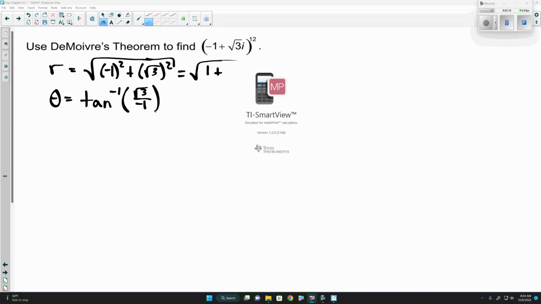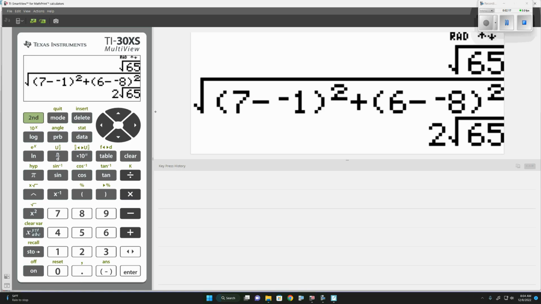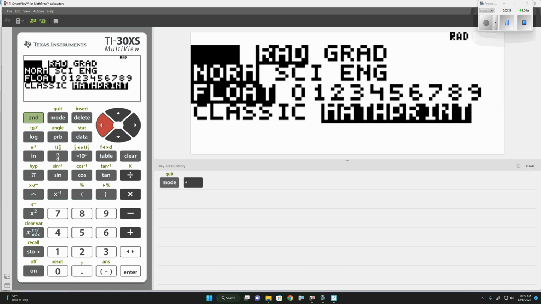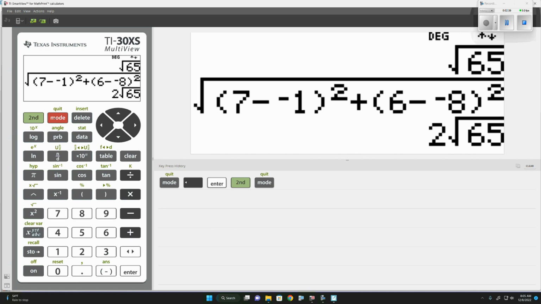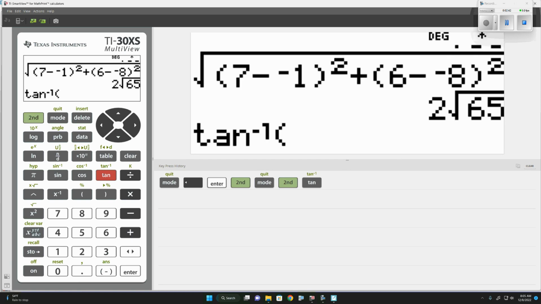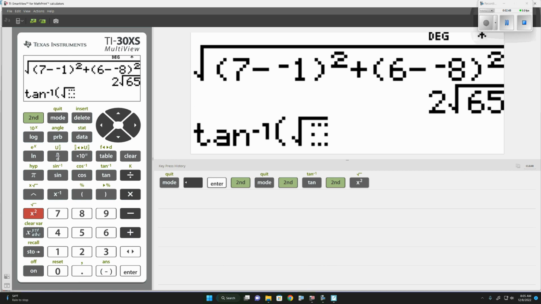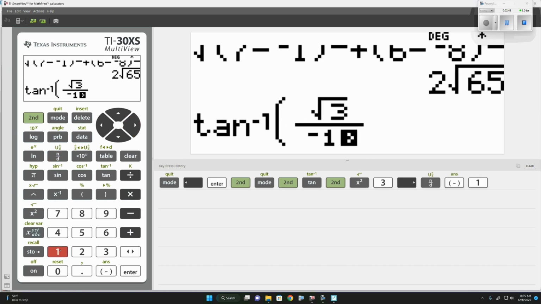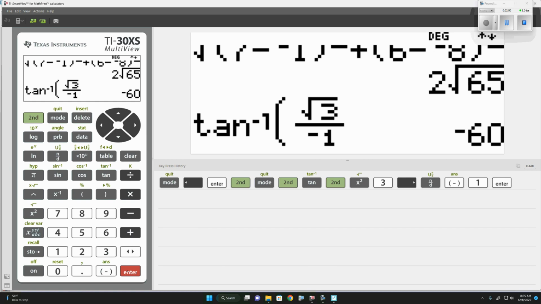And when you do these angles, there's not a set way we have to do them. We don't have to do them in radians. We don't have to do them in degrees. We don't have to pick one and only do it that way. So if you like it better in degrees, do it in degrees. If you like it better in radians, do it in radians. But for the most part, I prefer degrees over radians. We get nicer numbers, I don't have to deal with pi, and it's a little bit easier to write. So I normally stick with degrees. So we can go second tangent inverse of square root of 3 over -1, which is -60 degrees. Okay.